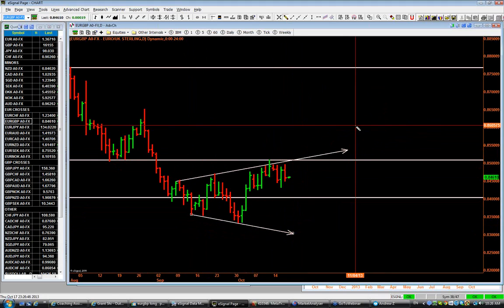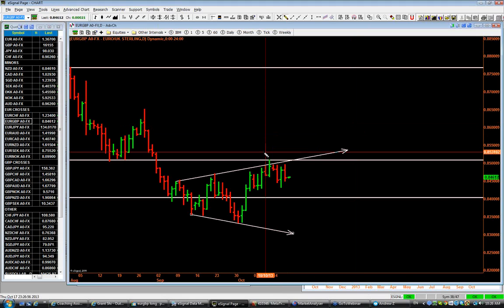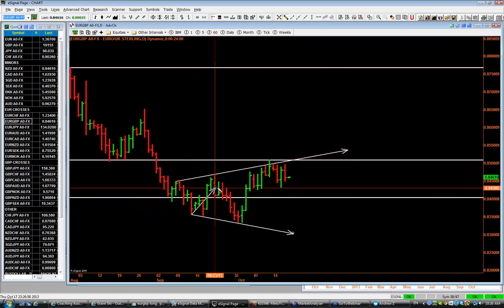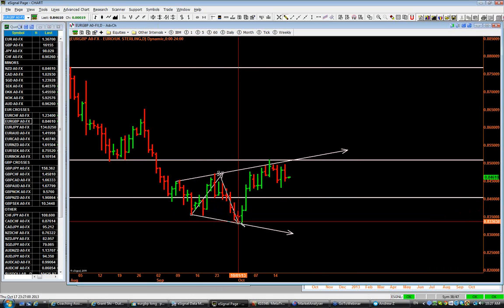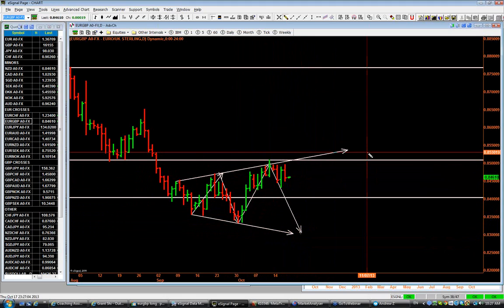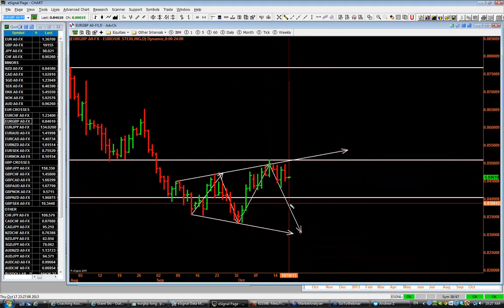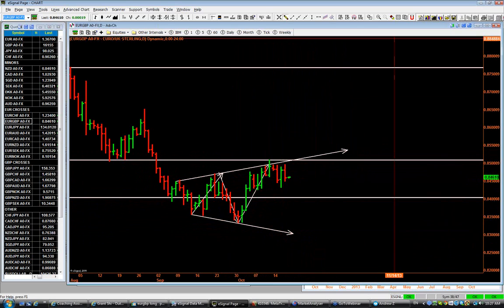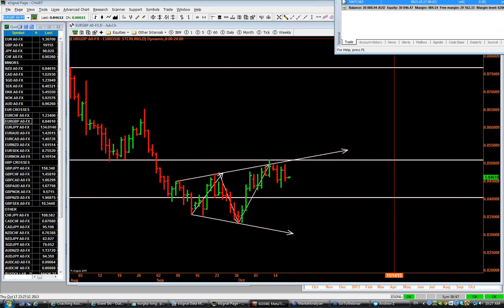Okay, we call the pattern a trumpet, T-R-U-M-P-T, trumpet. When you see the trumpet pattern like this, technically the price will move between these two lines. That's why I short.